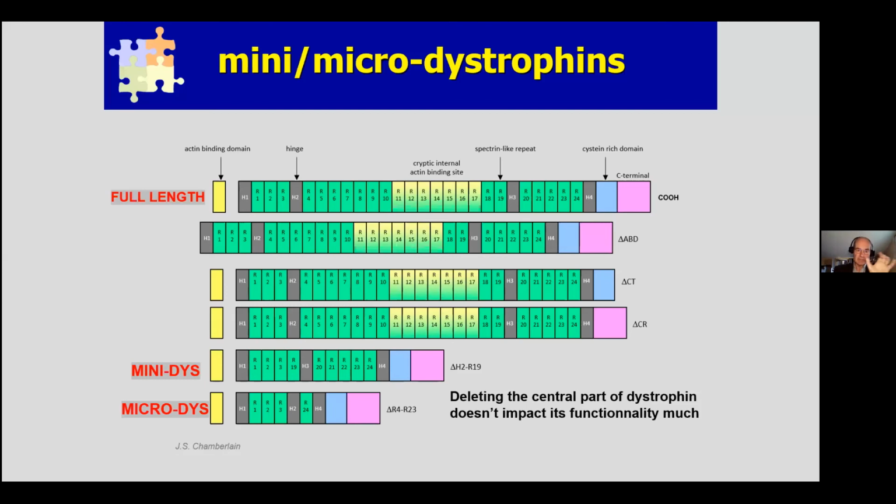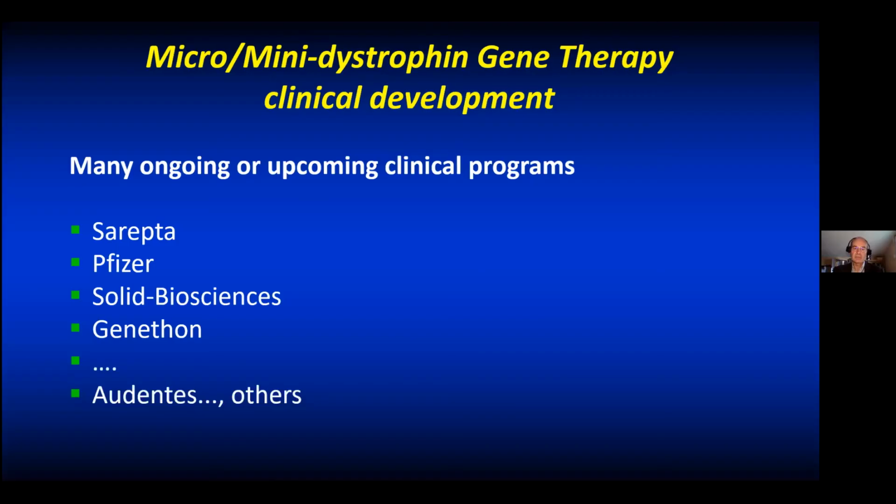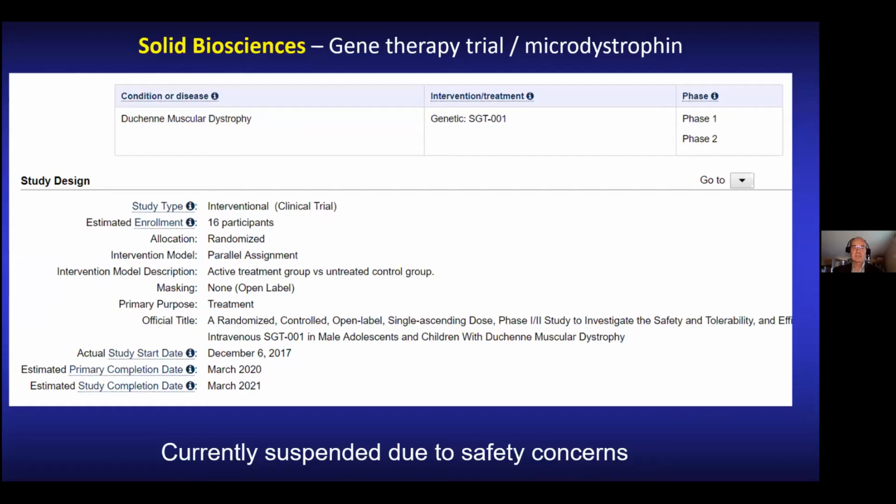We've seen that and we've done that, for instance, in a canine model, the DMD dog, the golden retriever harboring the disease, and it works perfectly. You are able to re-express the microdystrophin within the muscle. So just recently, and that dates back to a couple of months or years, we now have at least four companies involved in the field.